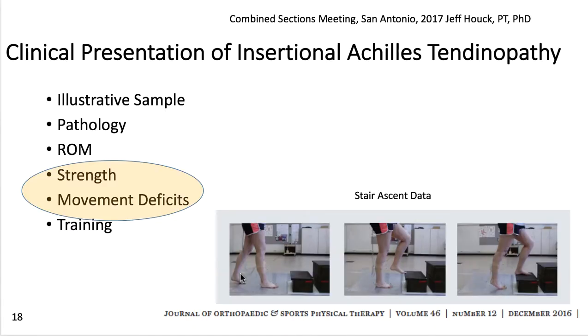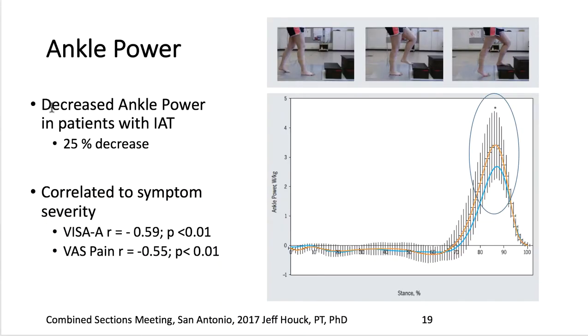So we also looked at the strength and power the person's producing during the stair ascent task. You can see here the blue is the IAT and the orange is the controls, and there's clearly a significant decrease in the ankle power that the IAT participants were able to produce, and that power was correlated to both VISA-A and pain, meaning that essentially the less power they were able to produce, the more pain and disability they had.